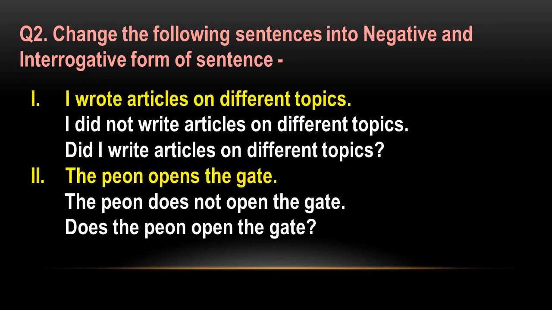The first sentence was, I wrote articles on different topics. Wrote, that is second form. So we will use did plus first form. For negative, I did not write articles on different topics. Then for interrogative, did I write articles on different topics? Next, the peon opens the gate. Opens, that is verb first form plus s or es. That is simple present tense, and we are going to use do or does. The peon does not open the gate. Then interrogative, does the peon open the gate?